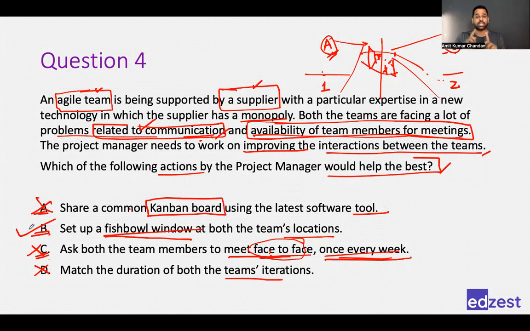So both things are very important to capture. It is not a rule or a formula that every time you see face to face, it must be correct. We also have to see what we are doing with that face to face. We are meeting only once a week. It will not help. B is better in terms of improving the interactions between the team. Are you all clear?